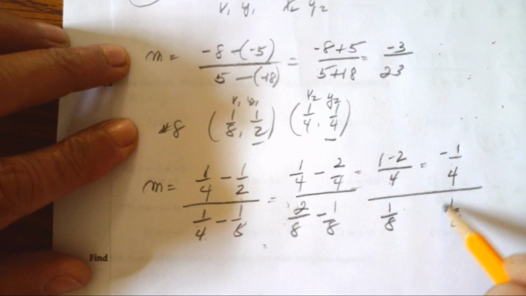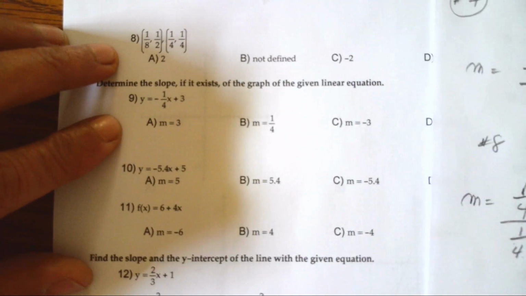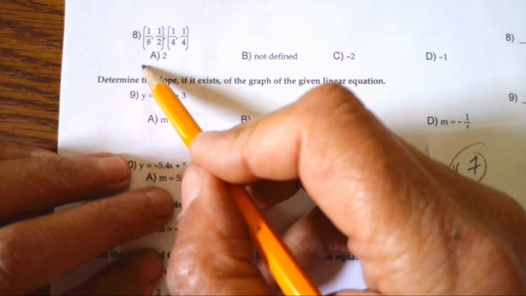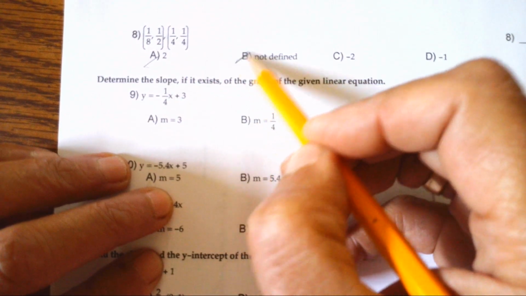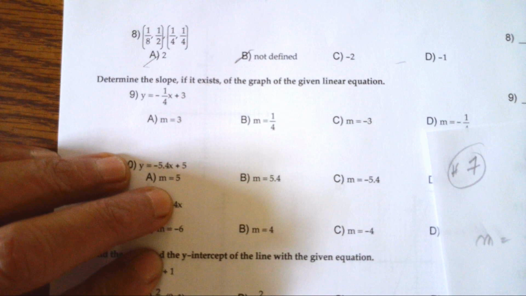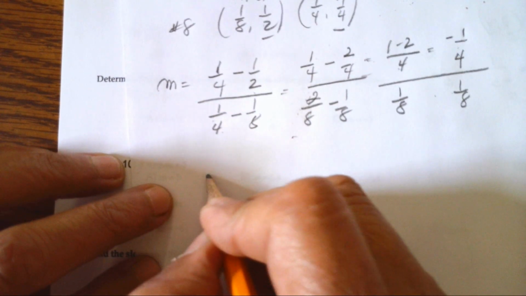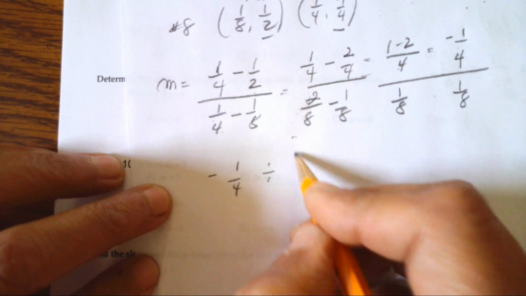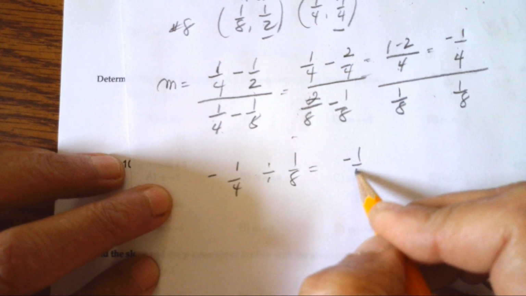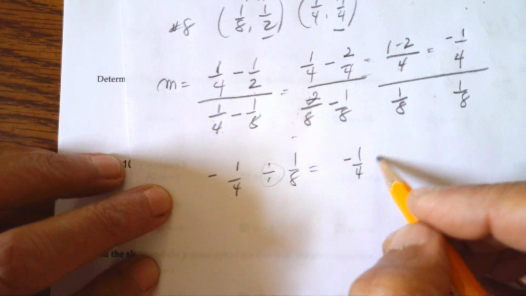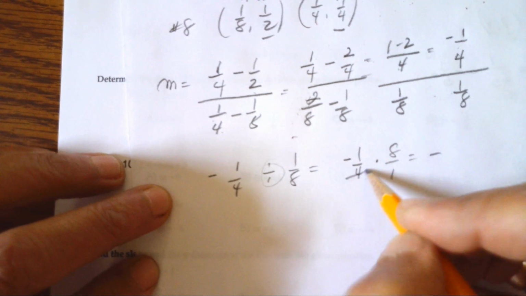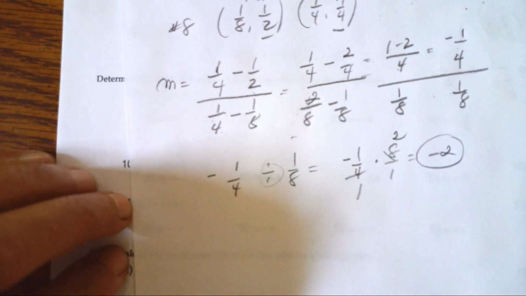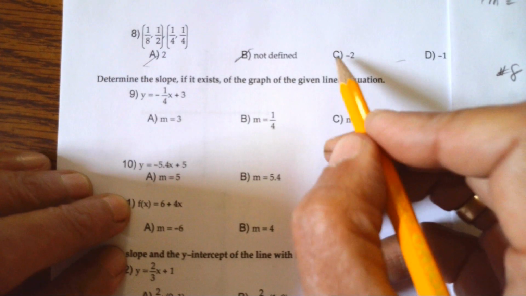So first of all, I know my answer is going to be a negative number. I've got a negative fraction divided by a positive fraction. It's not going to be 2, and it's not going to be undefined. It's either one of these two. So what do we got here? A negative 1/4 divided by 1/8. Now, from middle school, division means multiplication by the reciprocal. So this is negative 4 into itself once. 4 goes into 8 twice. This is going to be a negative 2. Negative 2. All right, so letter C.